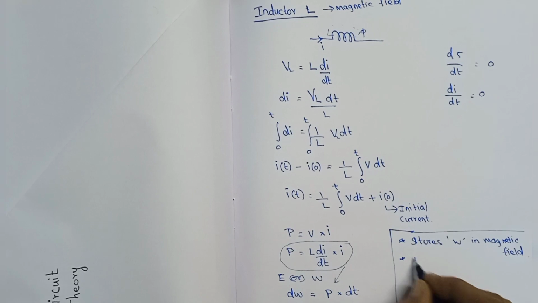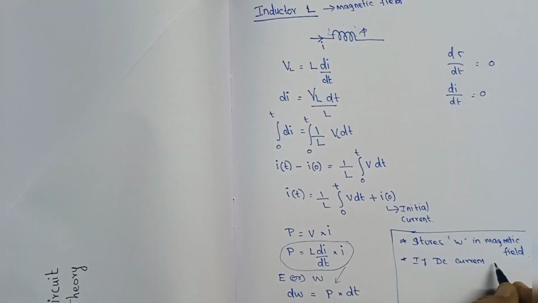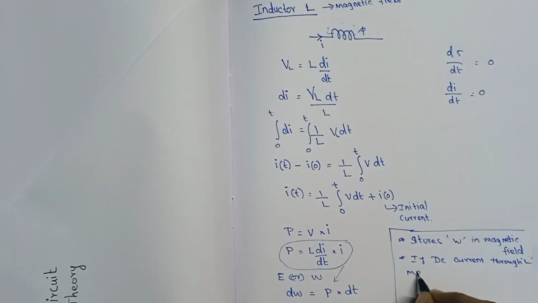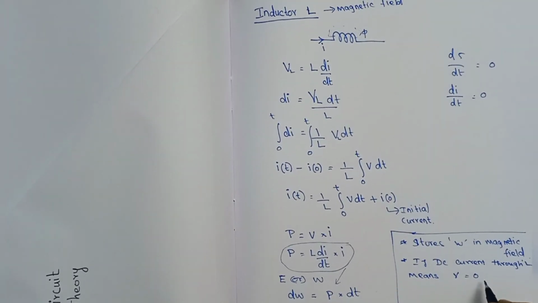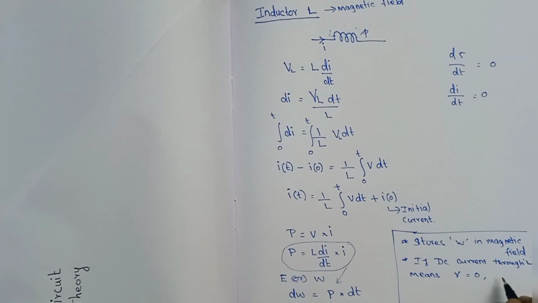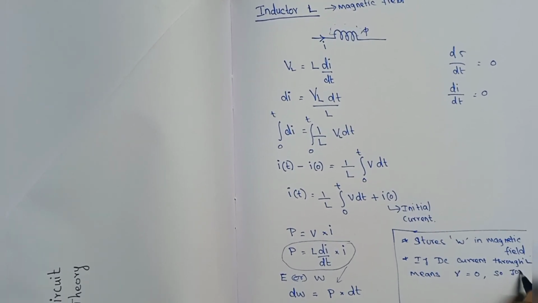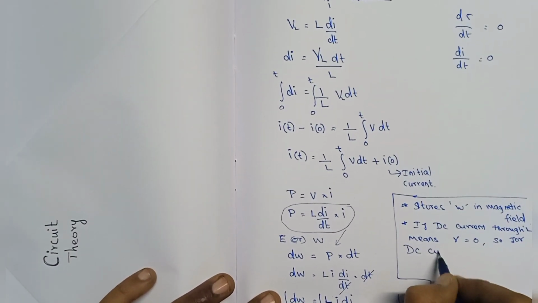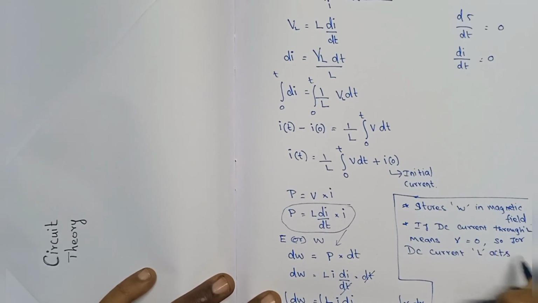So if there is DC current through the inductor, what will happen? Voltage is 0. So the inductor acts as, at that time, voltage 0 means short circuit. So for DC current, inductor acts as short circuit.